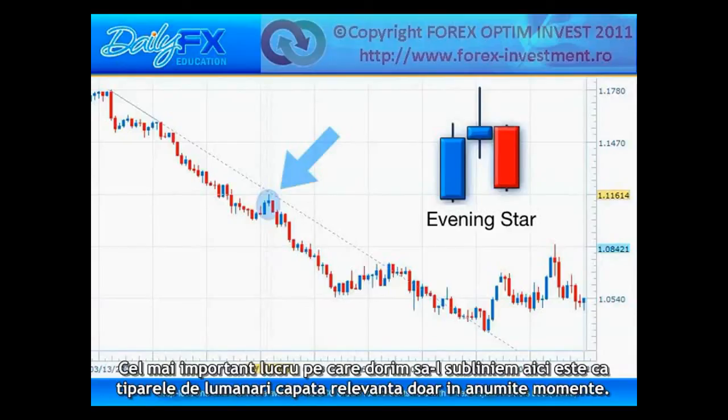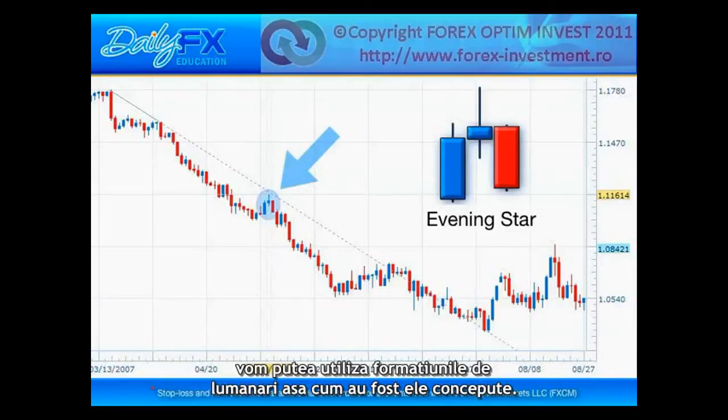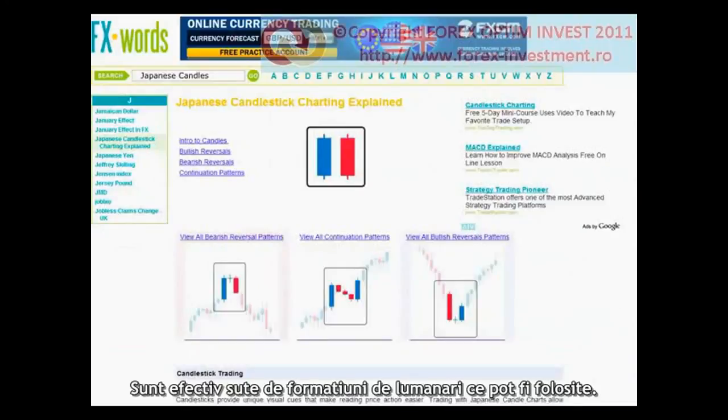Most importantly, the thing we're trying to point out here is that these candlestick patterns become relevant only at certain times. By following these basic but timeless rules to recognizing trade setups, we can then use the candle formations as they were designed. There are literally hundreds of candle formations that traders can use. We only covered a few of the more popular ones here.